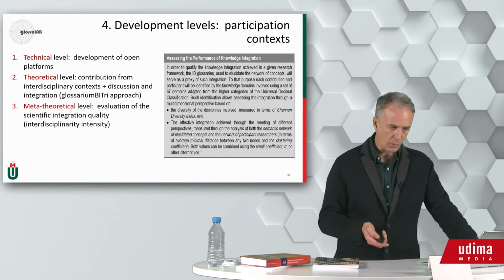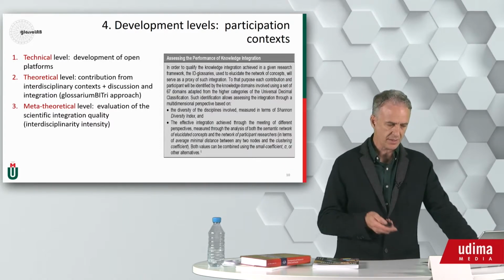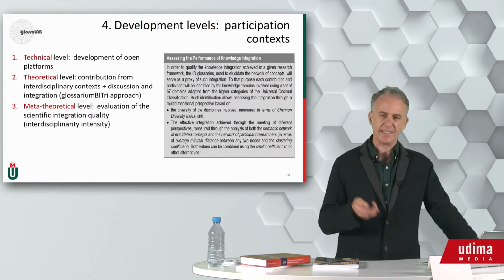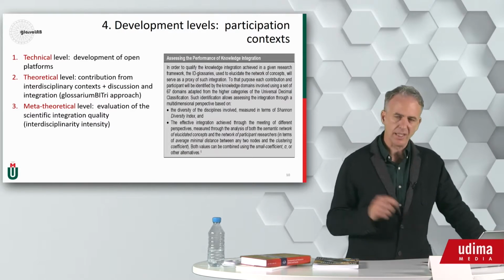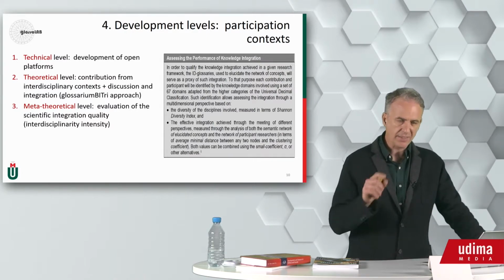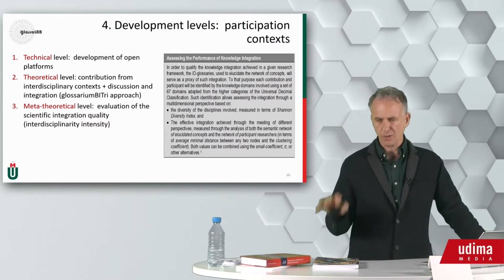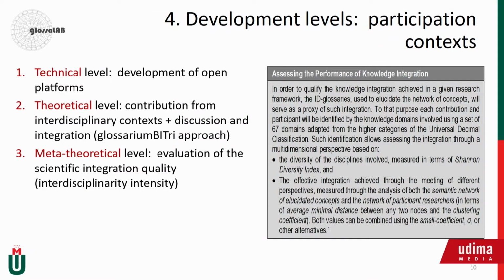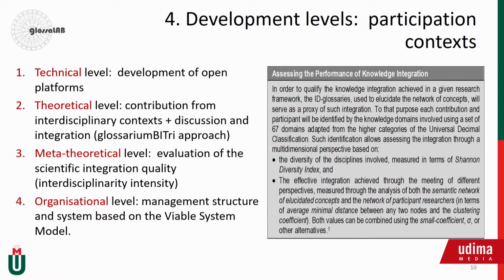Then the meta-theoretical level is for evaluating the quality of the integration in terms of what we can call the interdisciplinary intensity. In this box are described the two basic measurements on which we base this quality of the achievement. One concerns the diversity of the disciplines involved, and the other, the effective integration, analyzed from this perspective of a network, the network of concepts developed within the clarification process. And the organizational level regards the development of a management structure and a system based on the viable system model, or the cyber subsidiarity model, that is something that I've been describing in other summits of the International Society for the Study of Information.